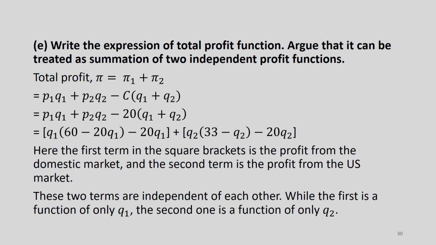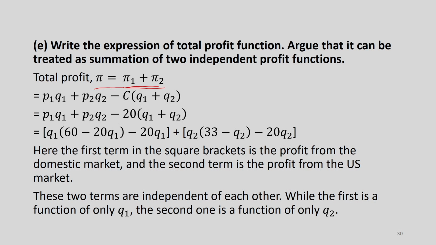Here is the fifth question: write the expression of total profit function. Argue that it can be treated as a summation of two independent profit functions. Total profit function will be the profit from the first market and the profit from the second market, right. But remember, the cost is coming from one source.